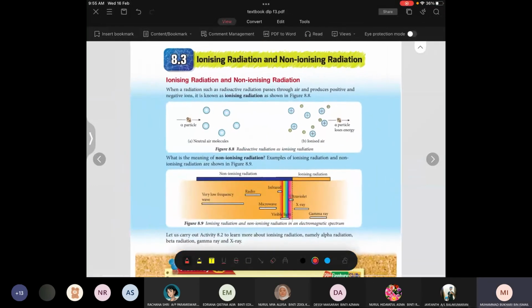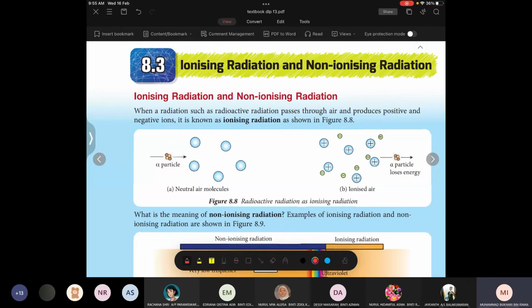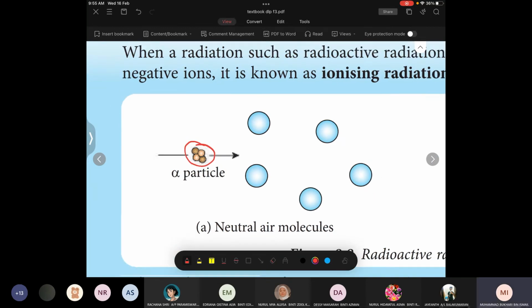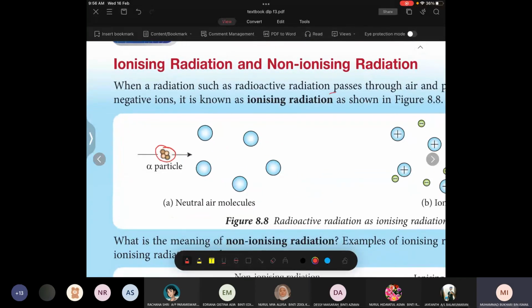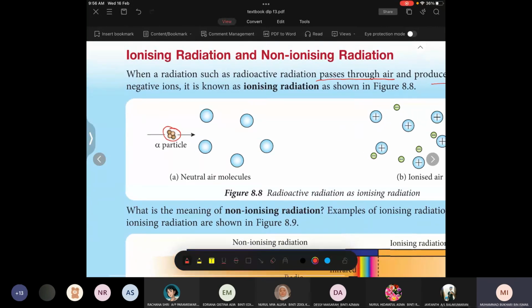The next thing is ionizing radiation and non-ionizing radiation. When radiation such as radioactive radiation passes through air and produces positive and negative ions, it is known as ionizing radiation. This is an alpha particle. Alpha particle, you can read here, passes through air and produces positive and negative ions.